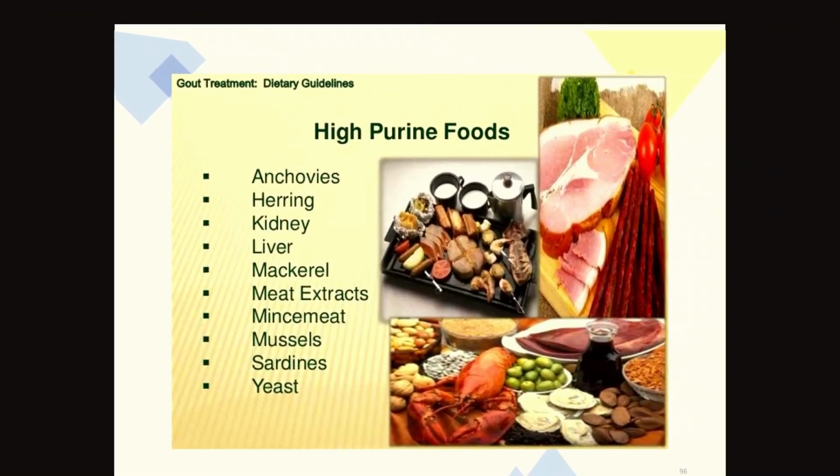So these are foods that are high in purines, a lot of your fish, anchovies, herring, organ meats, sardines, yeast is here as well. Lobster has a lot of purine.